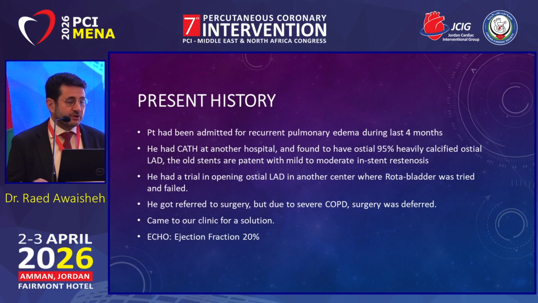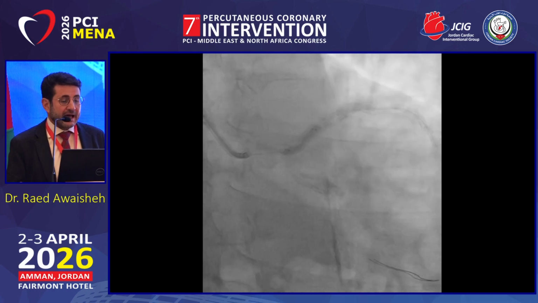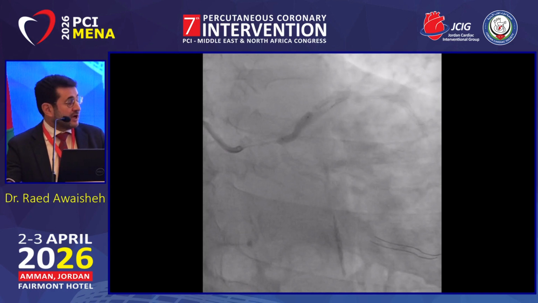My patient is a 67-year-old heavy smoker with COPD, dyslipidemia, all these factors that you know, and ischemic heart disease. He had many coronary angiograms and many PCIs in the past, but for the last 4 months he had recurrent admissions to the hospital with pulmonary edema. He had a cath in one hospital where they have Rota, and they did rotablation for that nodular calcium, and it failed. This is the picture after I received the patient.